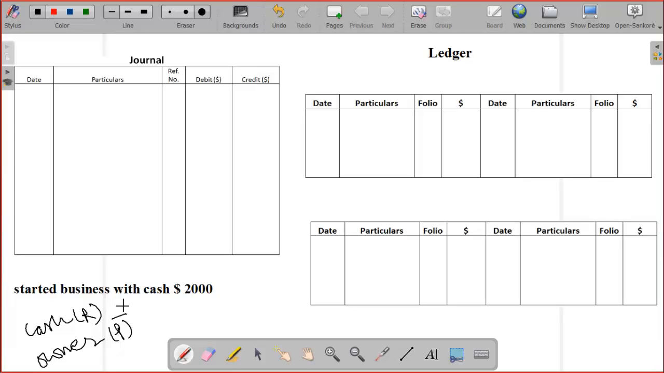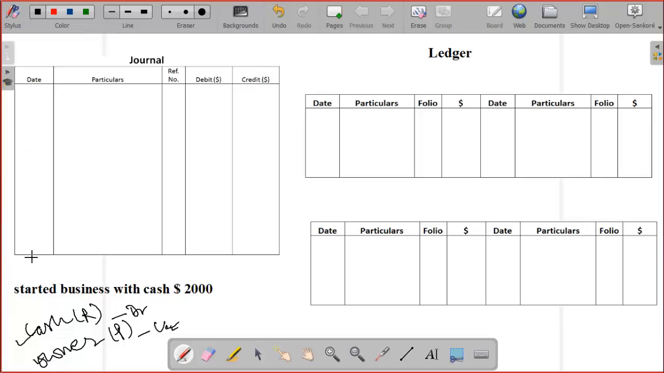Now tell me, cash is coming into the business. So the cash is coming, and cash is a real account, and real account says debit what comes in. And owner is the giver. Owner is a personal account, and personal account says credit the giver. So cash account will be debited and owner's account will be credited. So this we will record in this journal.